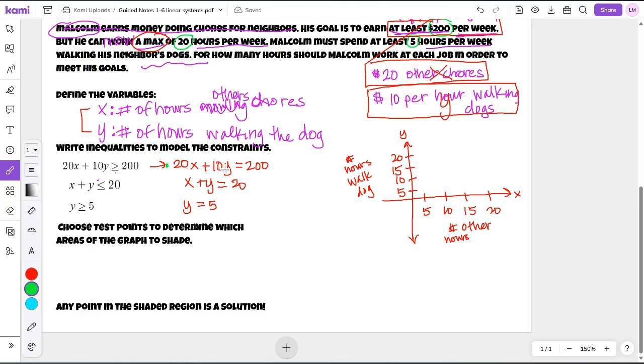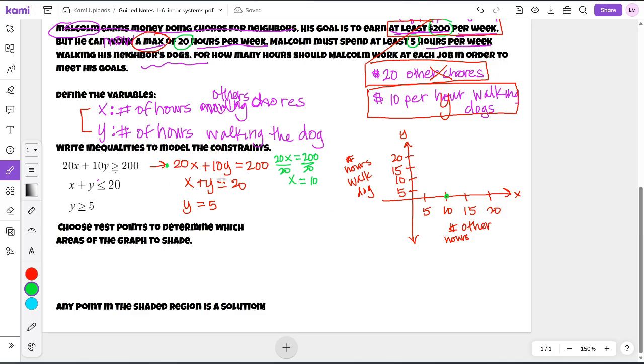So x-intercepts. For an x-intercept, I plug in 0 for y. So this is gone. So I'm left with 20x equals 200. Divide both sides by 20, and x equals 10. So I go to the x-axis, and that's my x-intercept, (10, 0).